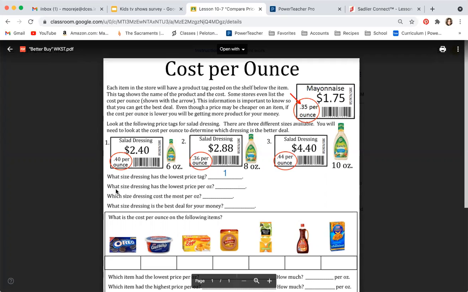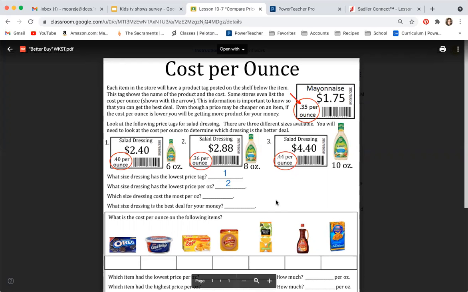But look at the next line. It says, what size dressing has the lowest price per ounce? Number 1, 2, or 3? Number 2. And that means that you're going to spend less money overall if you consume this much of the product, right? So you're going to actually save money in the long run. If you plan to buy this product repeatedly, then you might be better off just buying the larger quantity so that you save money over time. Yes, you're spending more today, but you're saving over time because you're spending less per ounce.